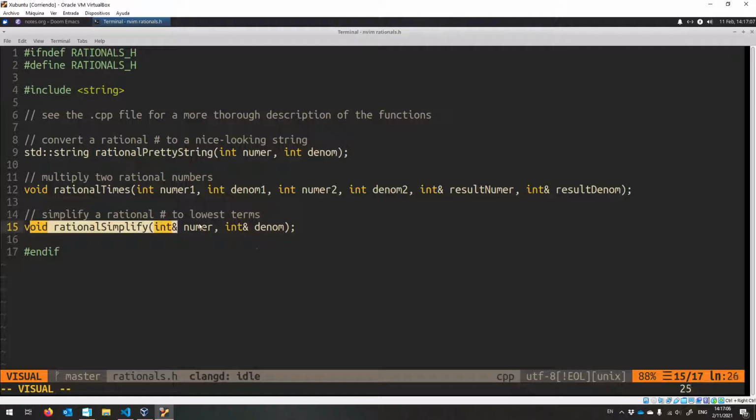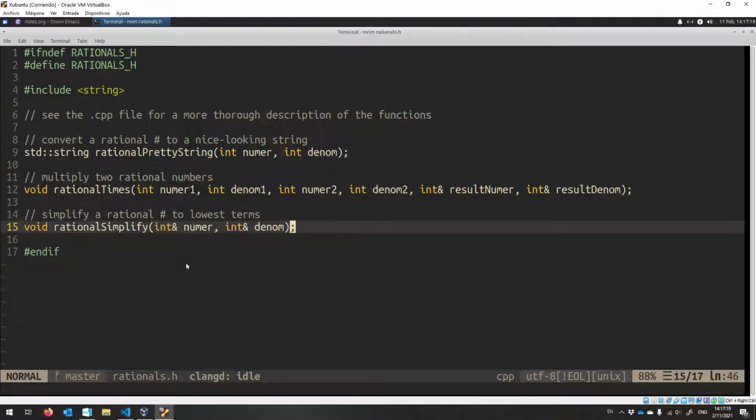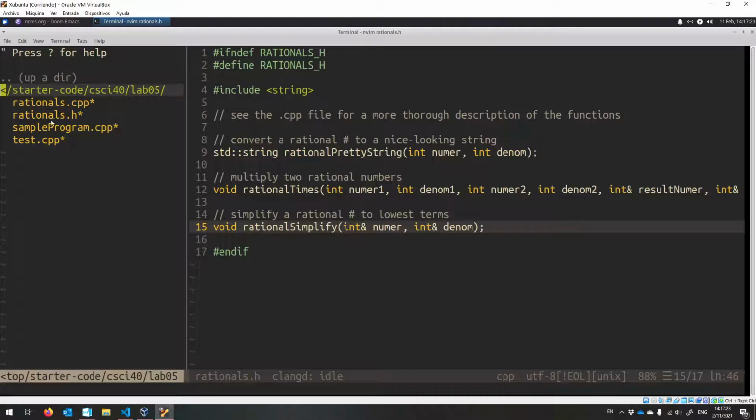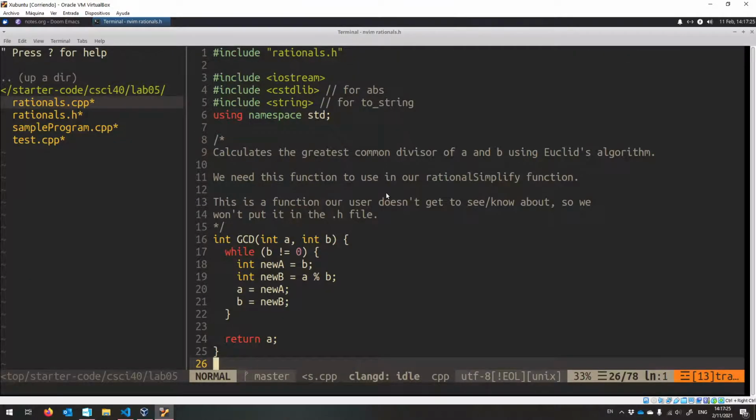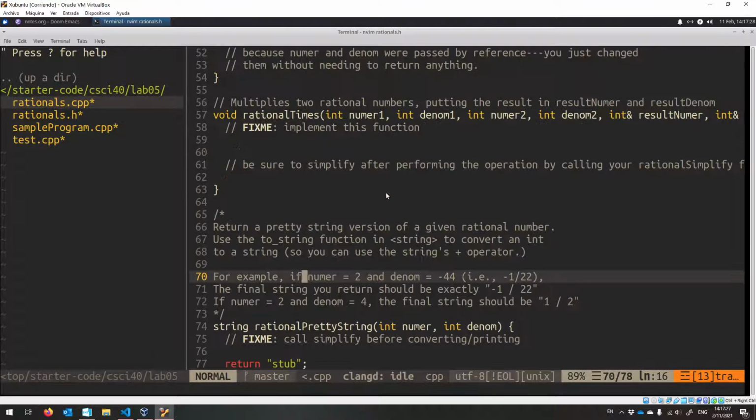And then also simplification. So you're going to take a reference to a numerator that you can then fix and make smaller, right? And then a reference to a denominator of the same fraction. And you will change these to be the simplified version of the fraction. Okay, so that is what you're going to do there, and let's go to rationals.cpp. And there's a ton of comments. This is all you need to implement this.